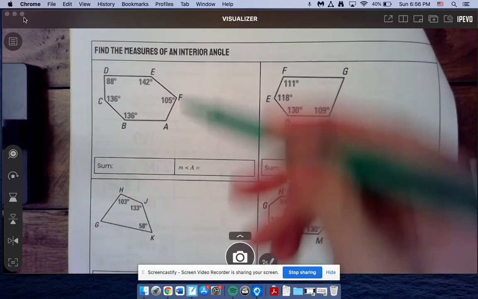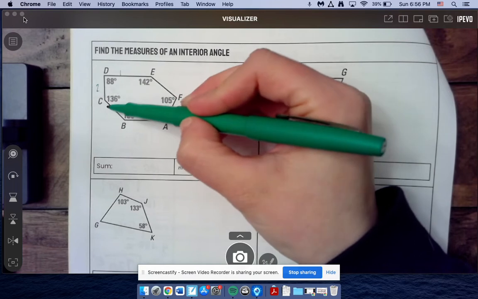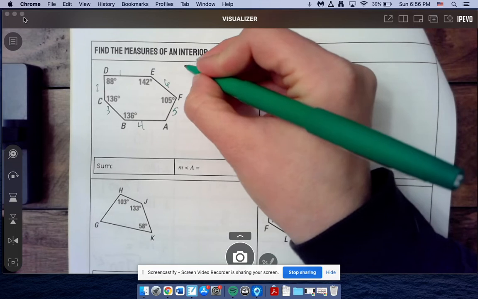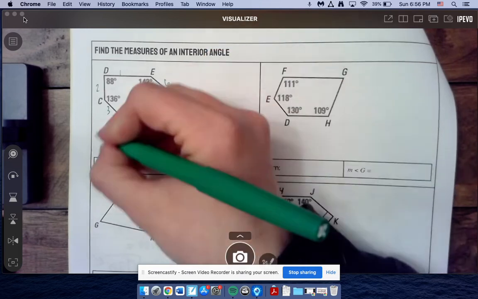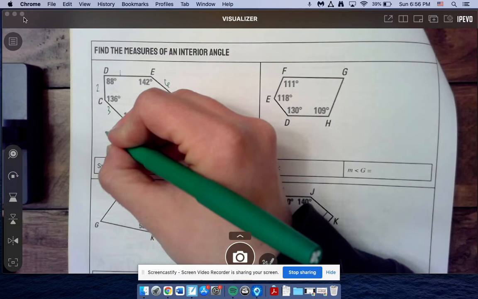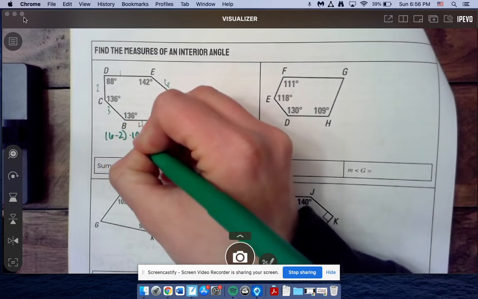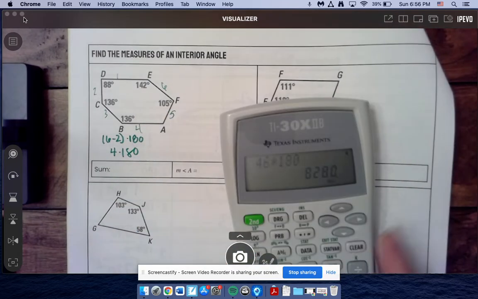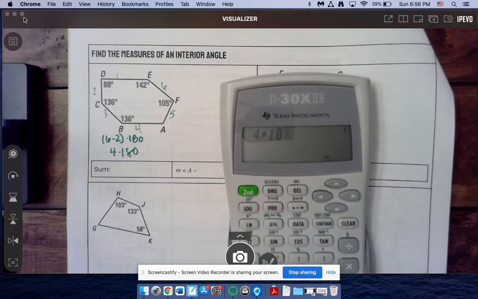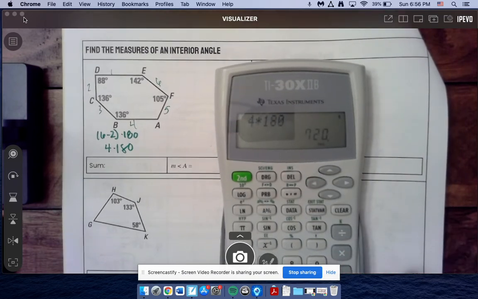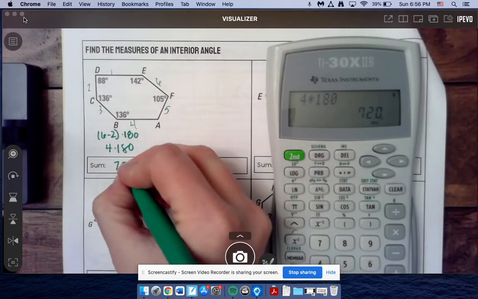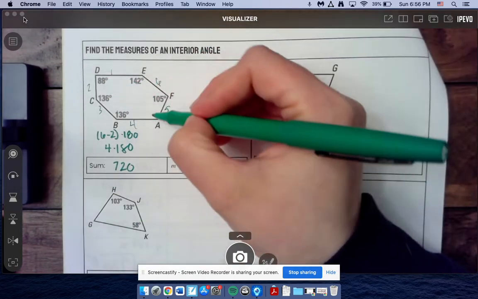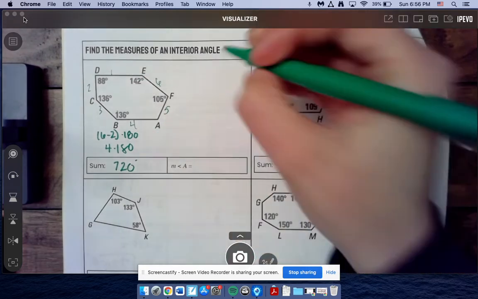So we're going to do what we just did. We notice that there's 1, 2, 3, 4, 5, 6 sides to our shape. So to find the sum, we're going to take 6 minus 2 times 180. 6 minus 2 is 4. 4 times 180. Grab out our calculator or your phone, that works just as fine. 720. So there's 720 degrees in this hexagon. So all of these angles in here have to add to 720 degrees.